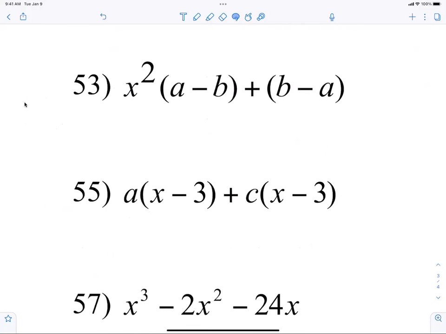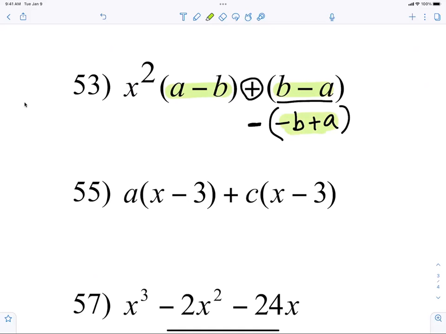Okay, 53 is really important, so I want everybody to look up. Can you factor out the a minus b or the b minus a? No, because they're not the same. To make them the same, I have to factor out a what? Negative. Now look what happens when I factor out a negative. If I factor out a negative from the right side, this plus becomes a minus. The b becomes negative b, and the a becomes positive a. Now, are the things in parentheses the same? They are the same now.